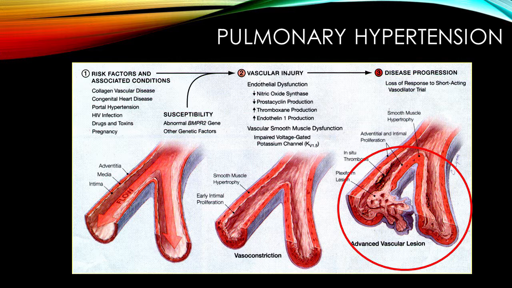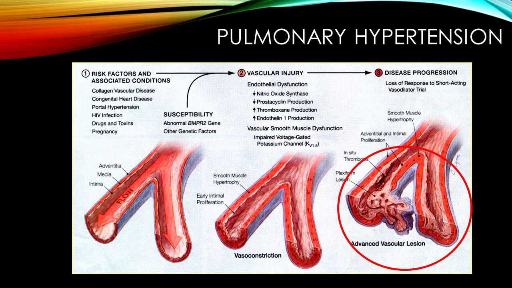As pulmonary hypertension progresses, you begin to see changes in the blood vessels themselves. The middle layer, the smooth muscle layer, becomes thicker than it should be, and the intima, that innermost layer, also becomes thicker and inflamed. On the far right is an example of very severe damage where you can actually get little blood clots that form and other sorts of problems within the lumen of the vessel itself.